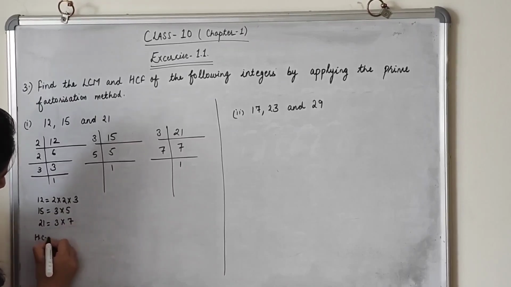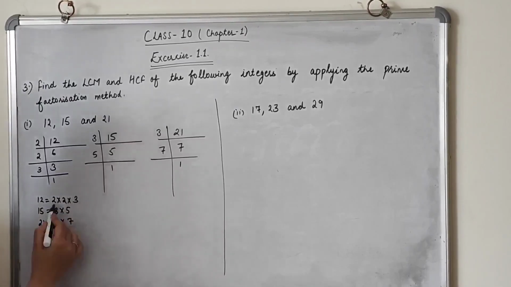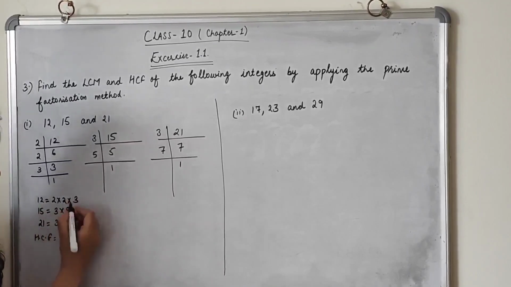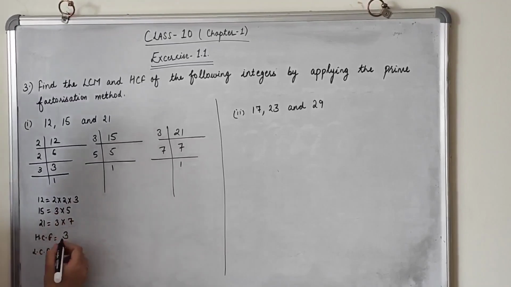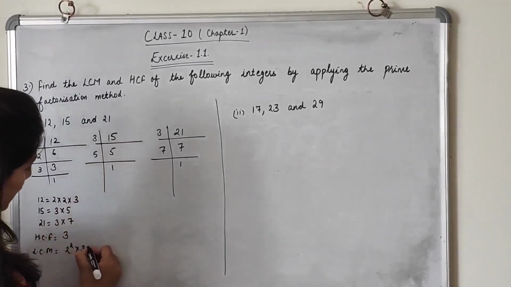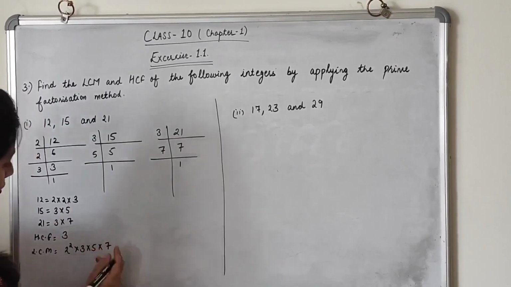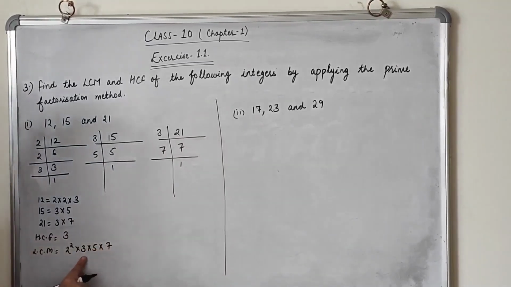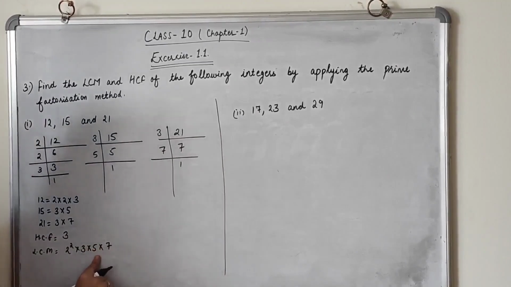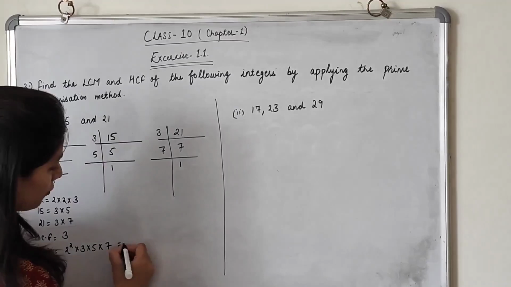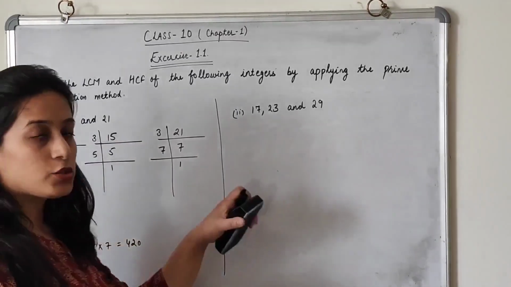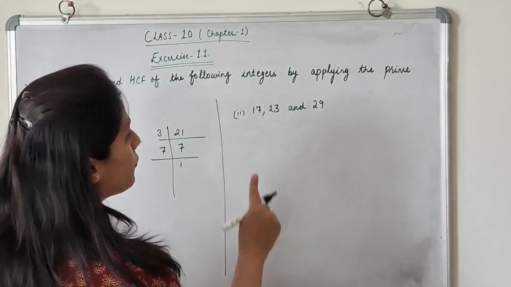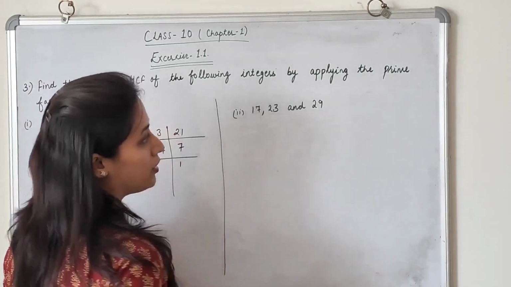So what is the HCF of these numbers? Find the common number, that is 3, and LCM is 2 squared into 3 into 5 into 7, which is 4 into 3, 12, 12 5s are 60, 60 into 7, 420 is the answer. And our next question is find the LCM and HCF of 17, 23 and 29.